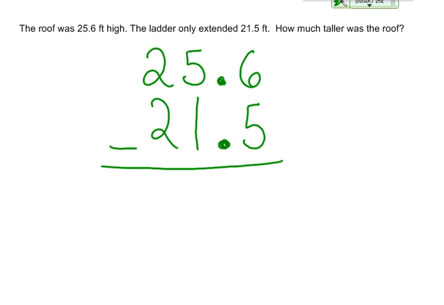First thing I'm going to do is move my decimal straight down so it's in my answer. 6 minus 5 is 1. 5 minus 1 is 4. And 2 minus 2 is 0, so I can just leave that blank there. And I can say that the roof is 4.1 feet taller than the ladder. We're going to need a new ladder to get this project done.